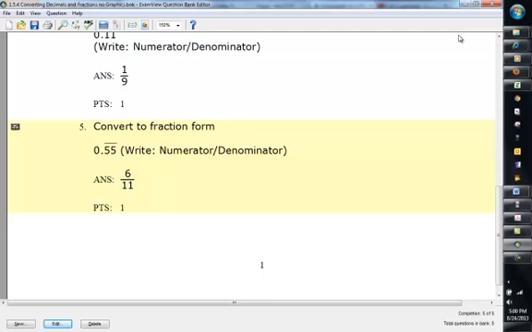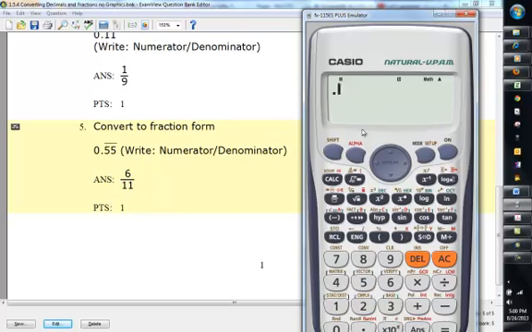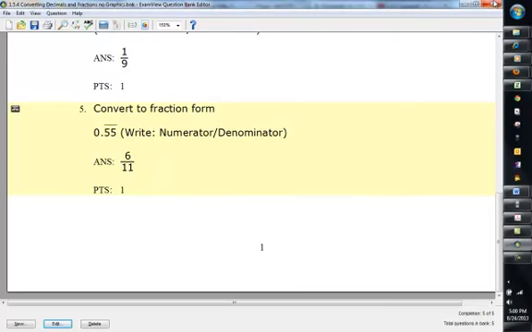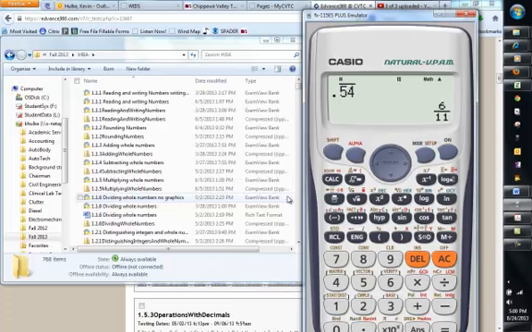6/11 would be 0.54 repeating. Let me think. 0.554 repeating. I'll show you. So if we did 0.54 repeating, it'd be 6/11. So our calculator, that problem is just wrong on that sheet. If you have any questions, you can give me a buzz. Otherwise, this is 1.5 on decimal operations.